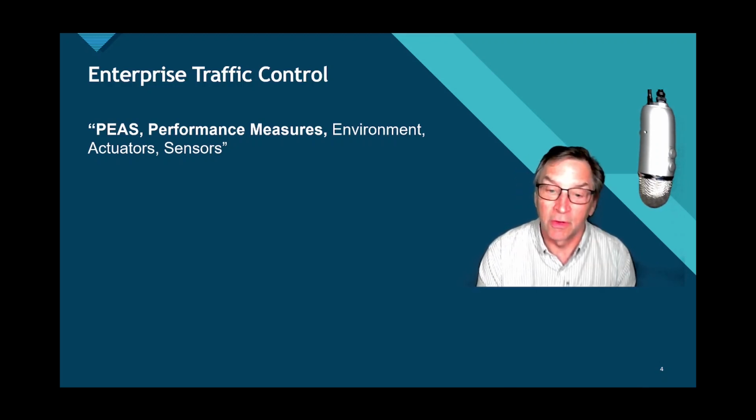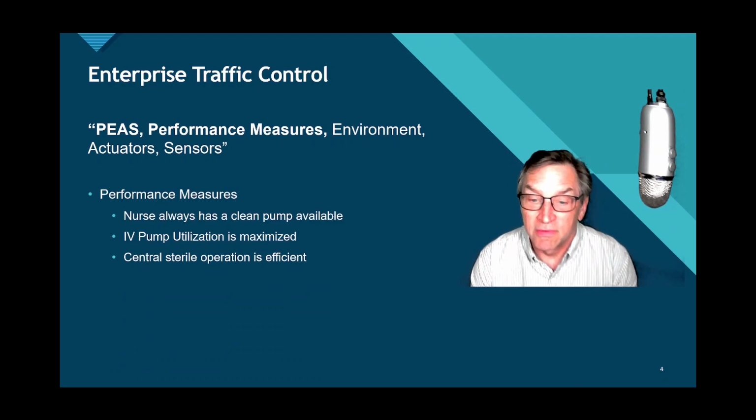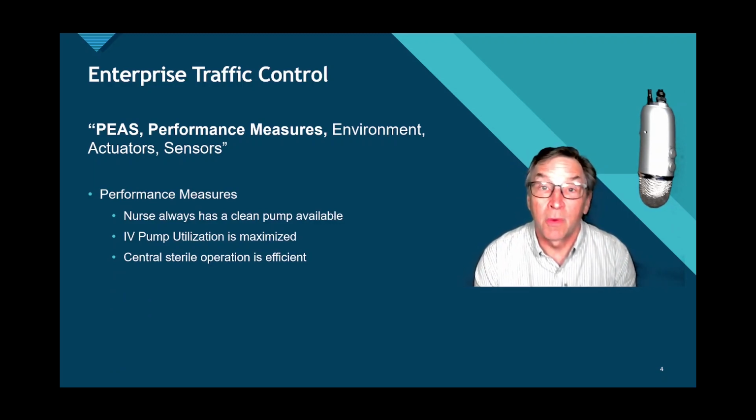The rational agent is designed to always make a decision that gets the optimal outcome based on the performance measures. So for this, we're going to have a situation where the nurse always has a clean pump. That would be a performance measure. We want the pump utilization to be maximized. We want to have the highest utilization that we can get. We want to have the central sterile operation to be efficient. So if we have all three of those things, we have a good outcome.